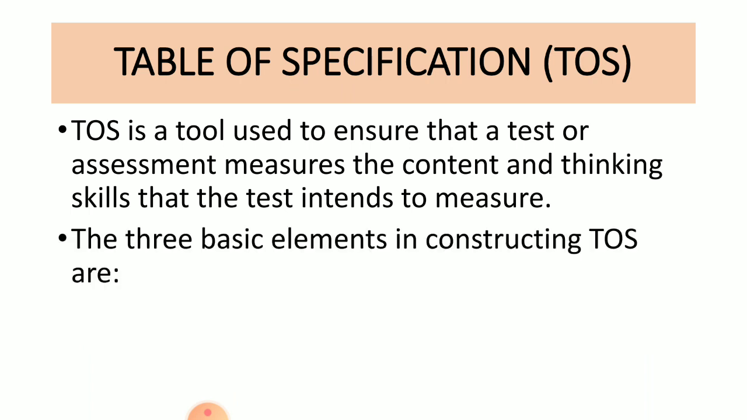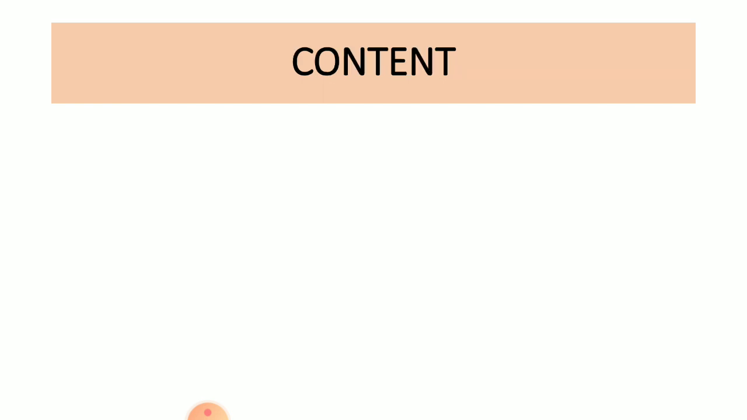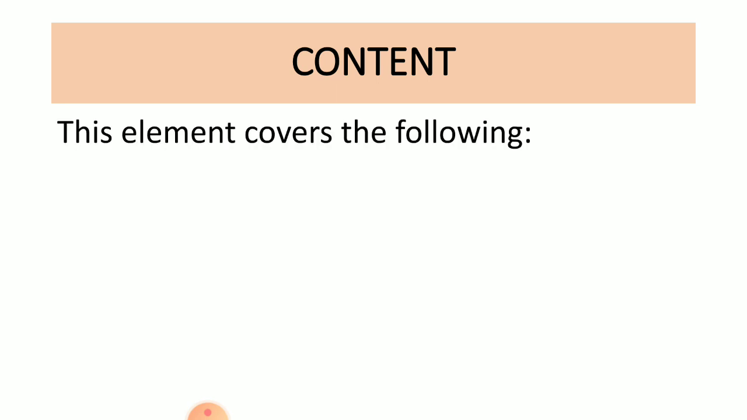An effective assessment program should always have the clear-cut reference of the three basic elements in constructing a table of specification, namely content, time, and items. So these elements are dissected to sub-elements. First is the content. The element covers the following.